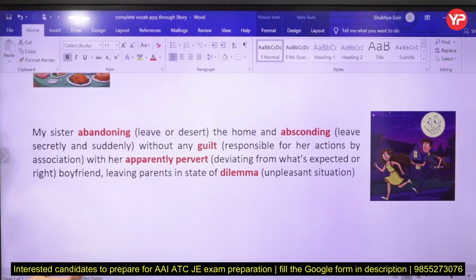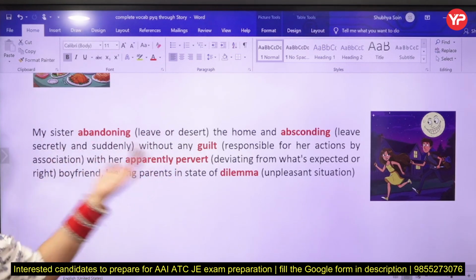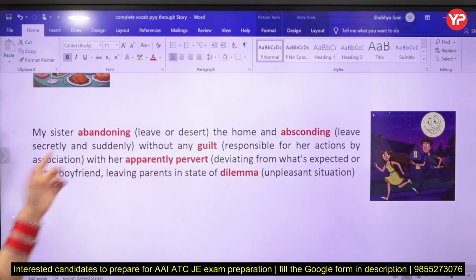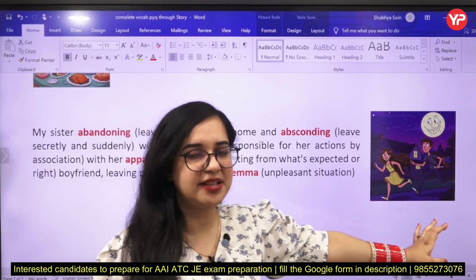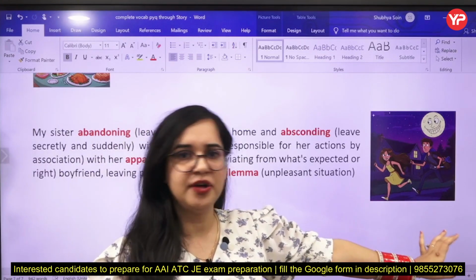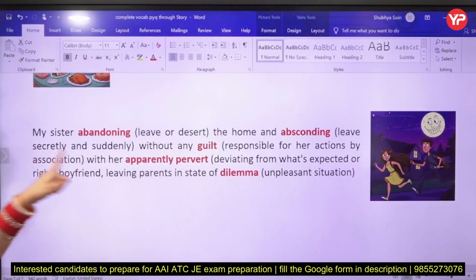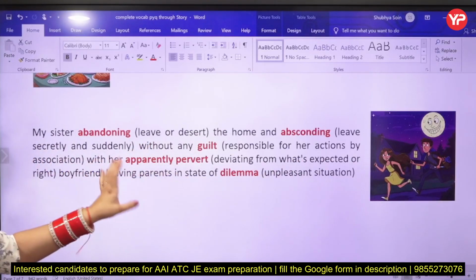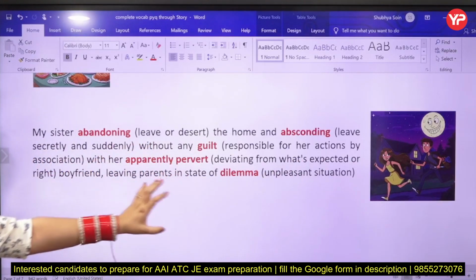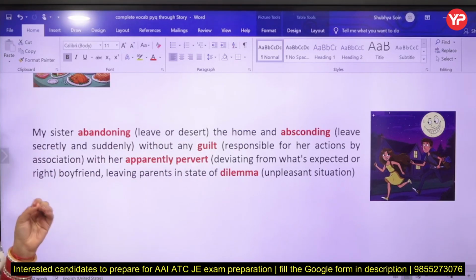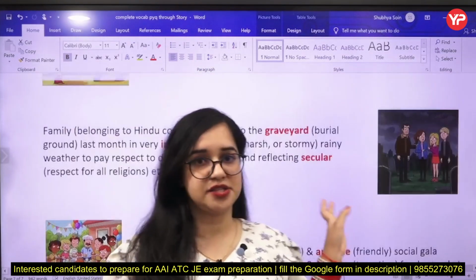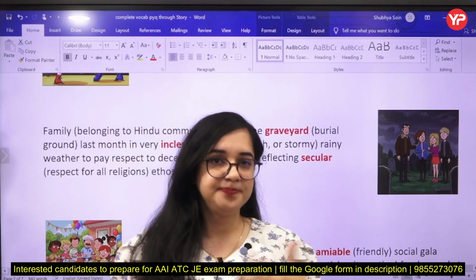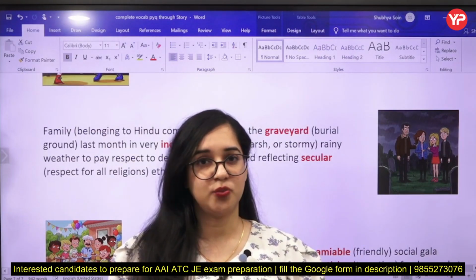His sister left the home, she secretly went with her boyfriend without any guilt, like she did not feel any bad thing, that I'm leaving the home, I'm running off, nothing bad in that. With her apparent pervert, that is clearly, pervert is someone who is very abusive, someone who is very vulgar, boyfriend, leaving parents in the state of dilemma. Obviously, she left the parents in a state of dilemma, in terms of confusion, what to do now.